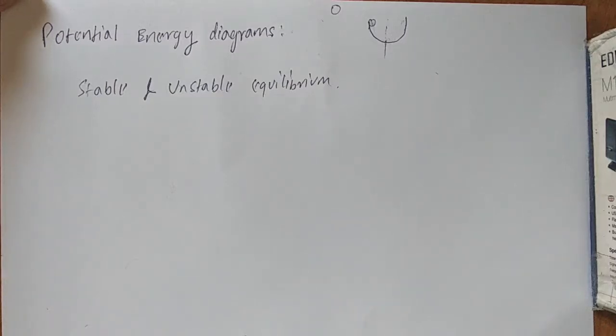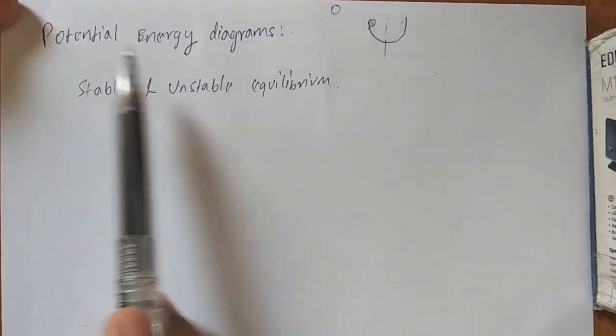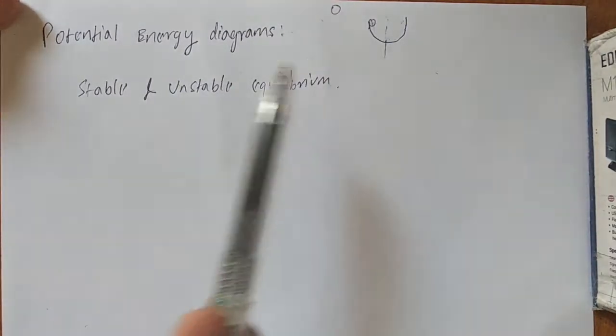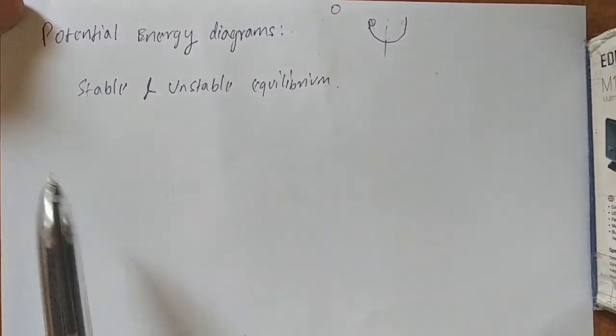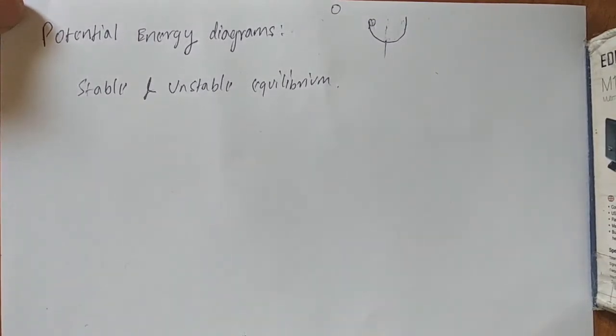So let us discuss this concept, that is the potential energy diagram. Before understanding what is potential energy diagram, we need to understand stable and unstable equilibrium. So what is stable equilibrium? First of all, what is stability?